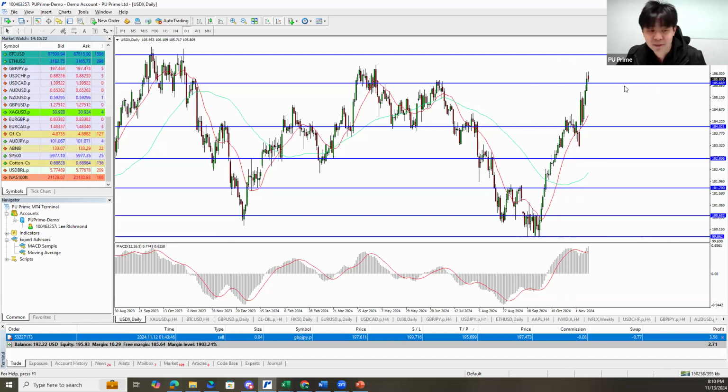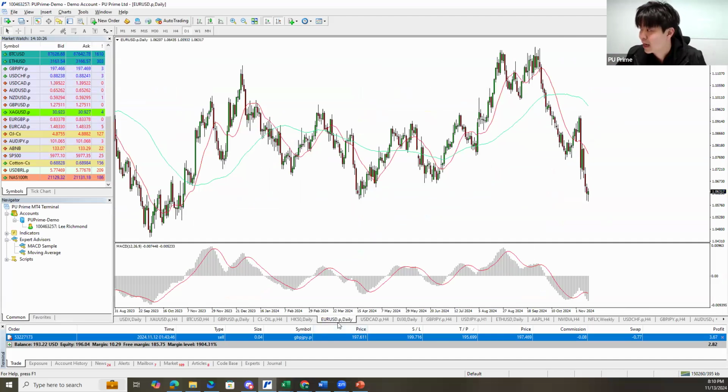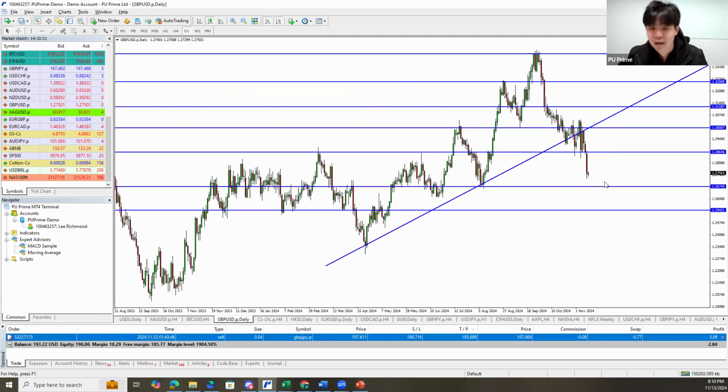In comparison with other G7 currencies, specifically GBP/USD and EUR/USD, we can notice that these pairs dropped because investor confidence towards the US remains strong after a lot of tariff plans have been imposed.